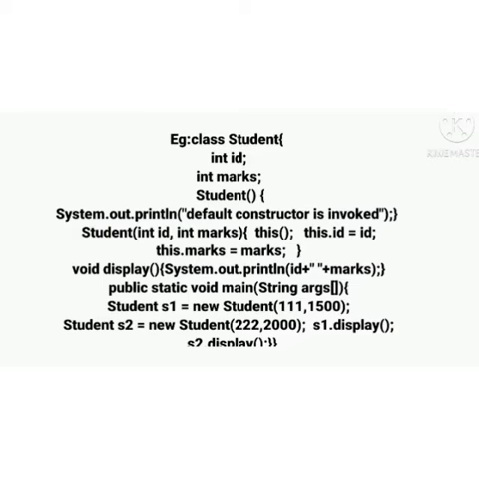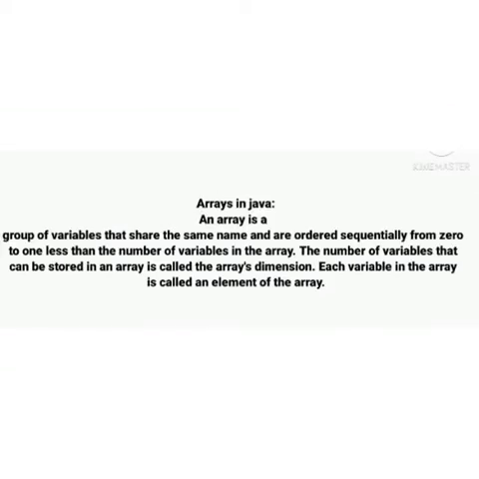It is used to invoke the current class constructor. Here this will be used to invoke the current class constructor. We have taken the constructor name as Student. Here the output will become: default constructor is invoked, and 111 1500 222 2000. It is the output of this.